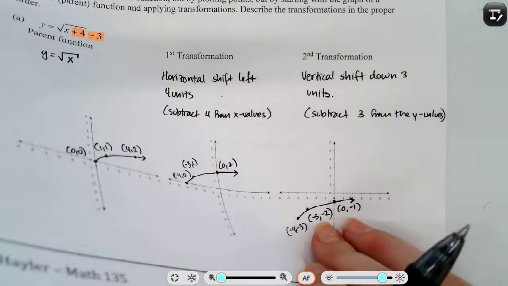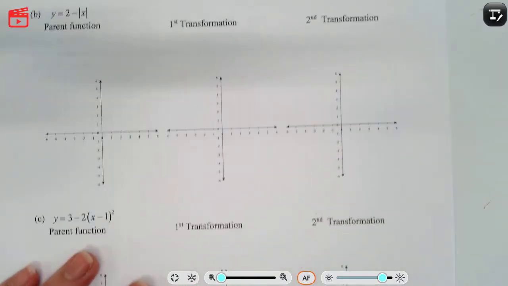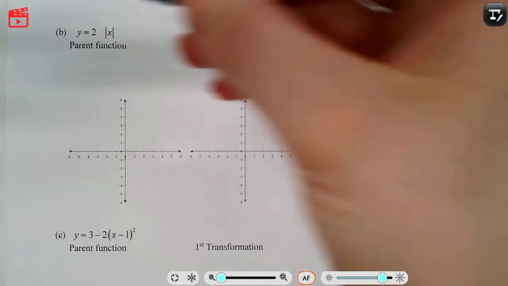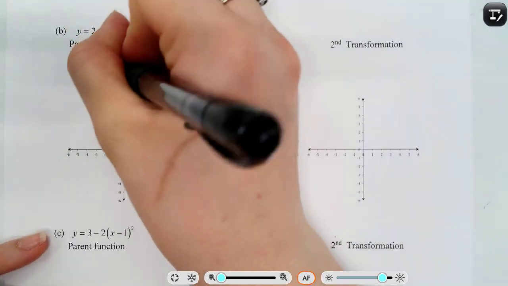All right, moving along. B. So what is the parent function? Take a second and see if you can identify and graph the parent function, and I'll check in with you in a second. Okay, so the parent function is the absolute value. Y equals absolute value of x.